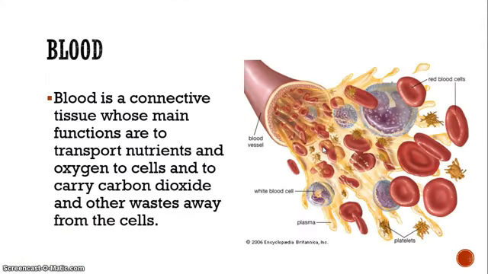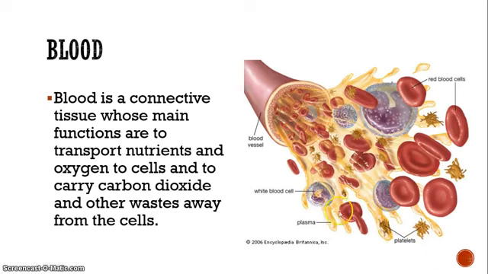Blood is a connective tissue whose main functions are to transport nutrients and oxygen to cells and to carry carbon dioxide and other waste away from cells. Blood is composed of plasma, red blood cells, white blood cells, and platelets.